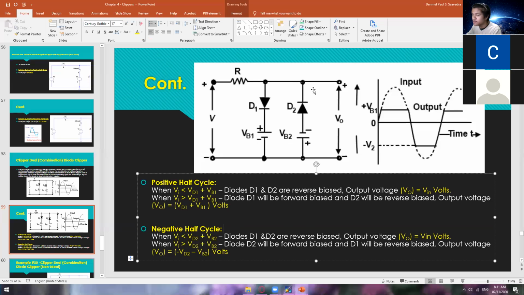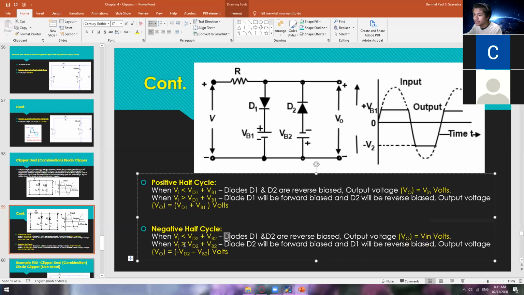If that's the case, then both of those diodes will become reverse bias, completely open. So as a result, our V sub I will flow to our V sub O. Whatever is the voltage input will be equal to the voltage output. So that is why we have this formula.